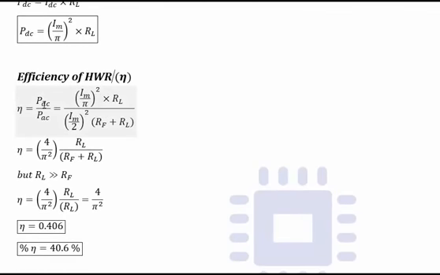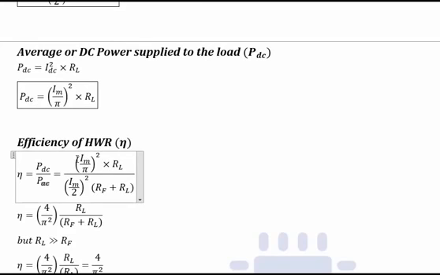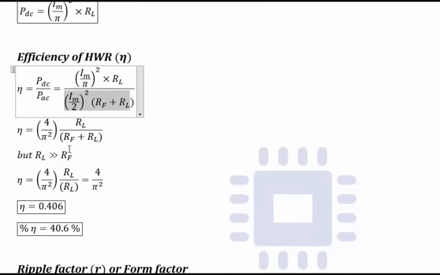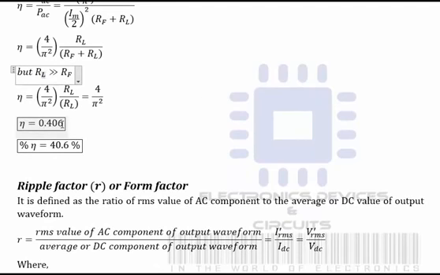This is the efficiency of a half wave rectifier. It is the DC output of the rectifier divided by the AC input of the rectifier. Whatever formula we got here, we take its ratio: (Im by pi) square into RL is DC power, and (Im by 2) square into (RF plus RL) is AC power. But RF is very much less than RL, so we can neglect RF in comparison with RL. So RL by RL will cancel, and you will remain with 4 upon pi square, and the ratio will give you the efficiency as 0.406. So percent efficiency will be 40.6%.